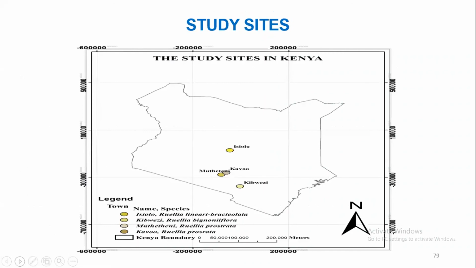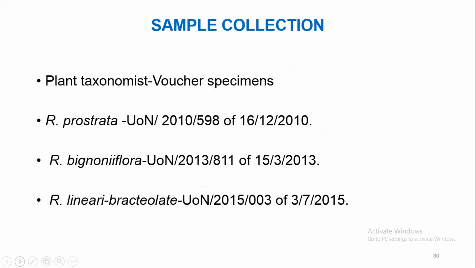The study sites. From Isiolo County was the Ruellia linearis bracteolata. Kibwezi, Makueni County was Ruellia bignoniflora. Mudedene and Kavo was Ruellia prostrata. Those were the sites where the plants were collected.